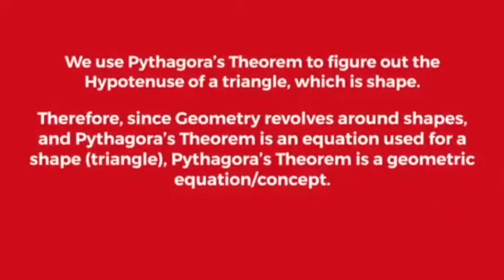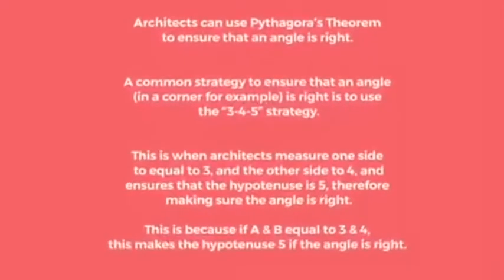We use Pythagoras' theorem to figure out the hypotenuse of a triangle, which is a shape. Therefore, since geometry revolves around shapes and Pythagoras' theorem is an equation used for a triangle, Pythagoras' theorem is a geometrical equation/concept. Next, we can use the Pythagoras theorem to ensure that an angle is right.